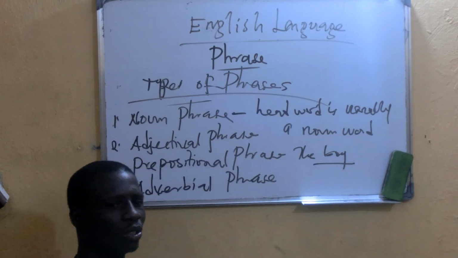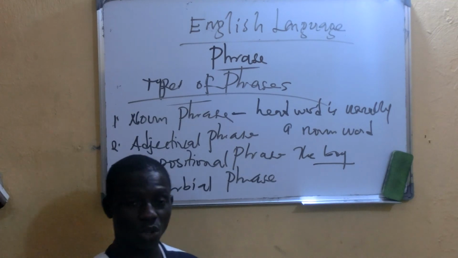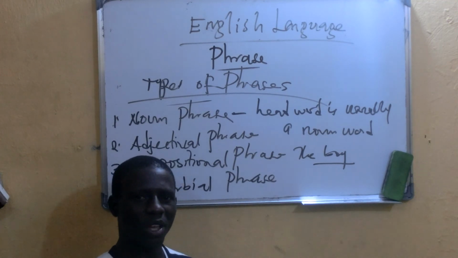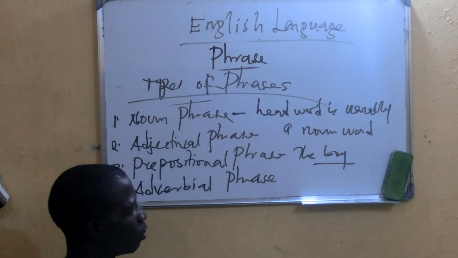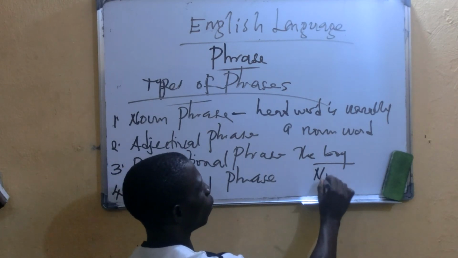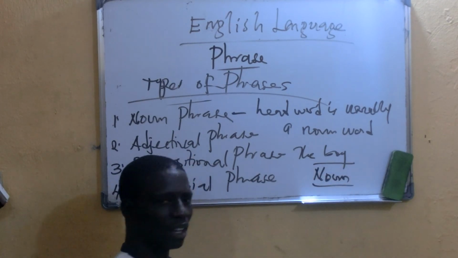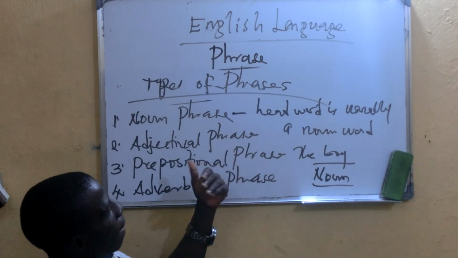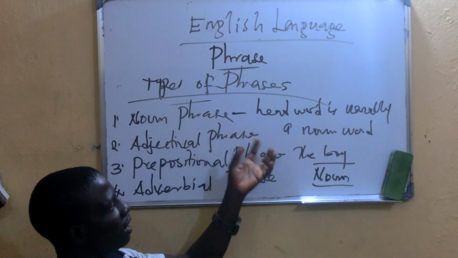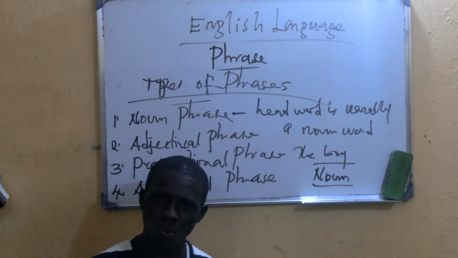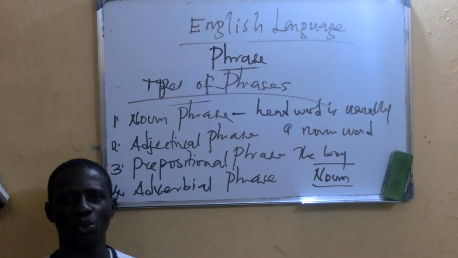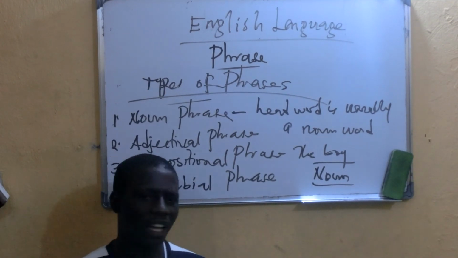And of course, under the part of speech or element of speech or ABC of English language, boy is under the noun class. That's what we say under the noun phrase: the head word or the root word or the major word is usually a noun.